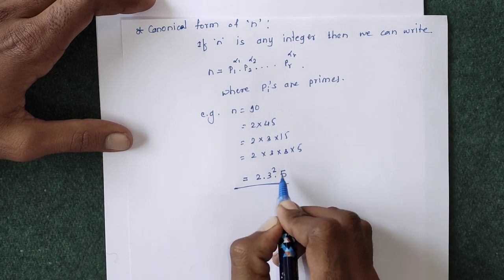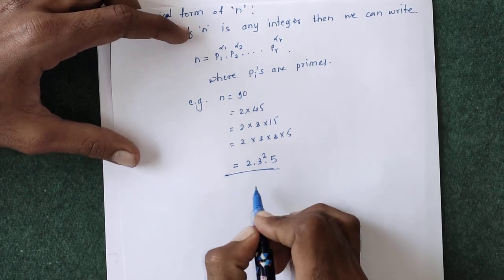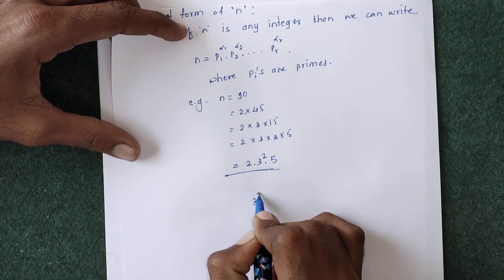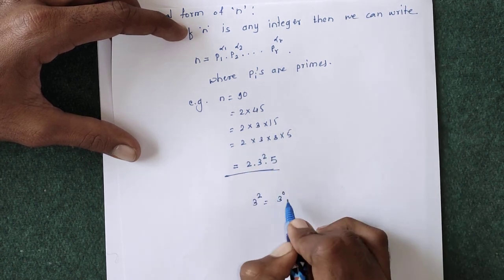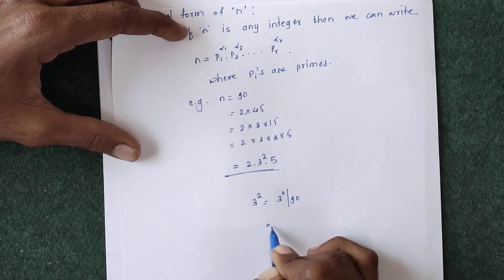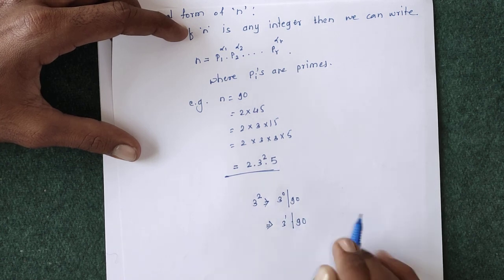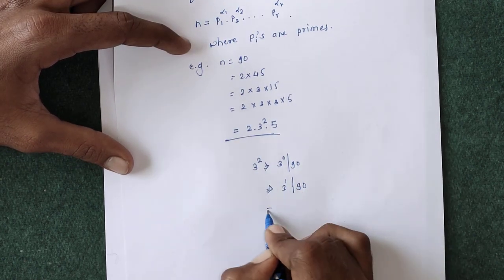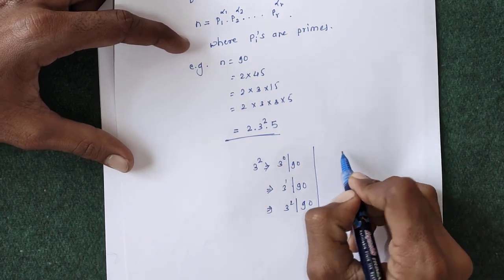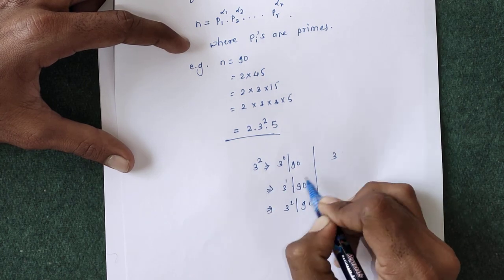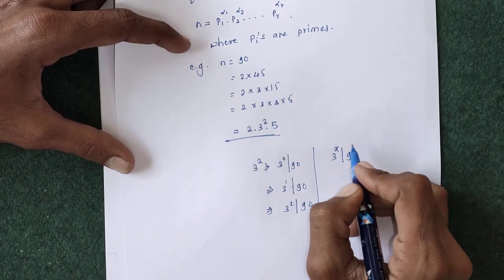So, for this 3 raised to 2, this is just rough work, necessary for the next theorem. From this we get the idea that 3 raised to 0 is a divisor of 90, that is 1 divides 90. Again, 3 raised to 1 is also a divisor of 90, since 3 divides 90. Also, 3 square is a divisor of 90. So I can generalize this as 3 raised to some x divides 90.